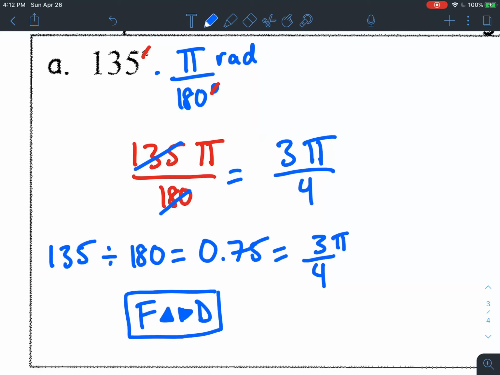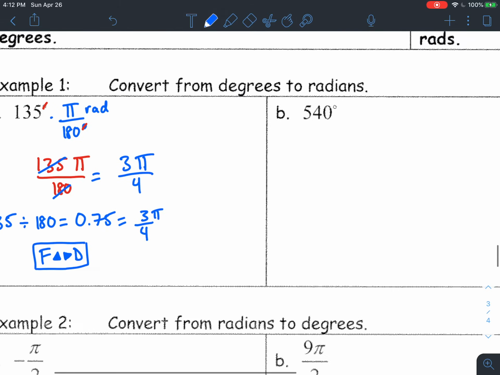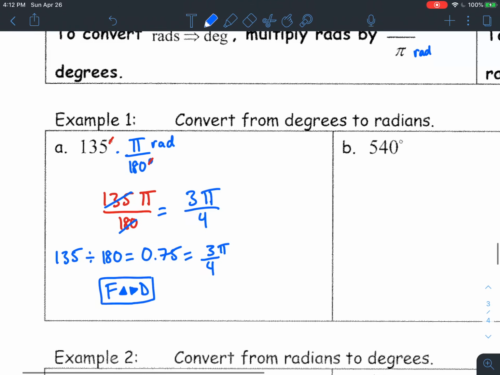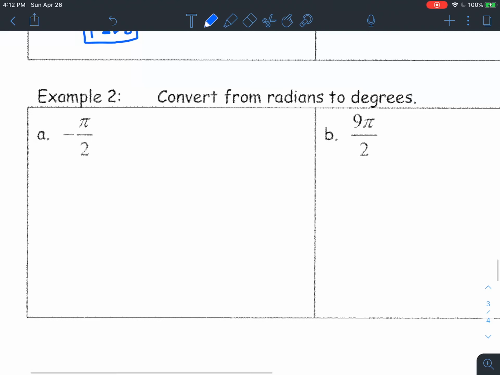So then all you would need to do is throw that pi right back on top. 3 pi over 4. I'm just going to do one of these, so that it's all the same thing, multiplied by pi over 180, and then simplify. I want to do one in radians, just so you get used to seeing it.